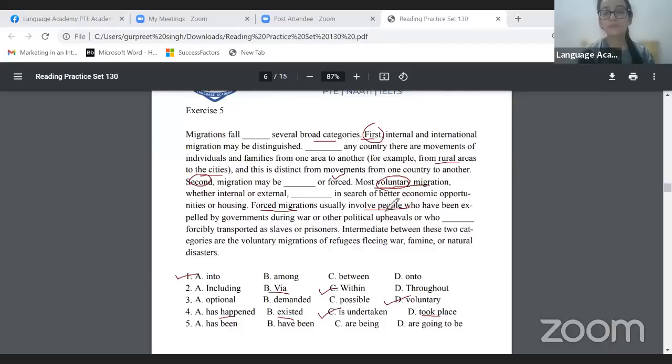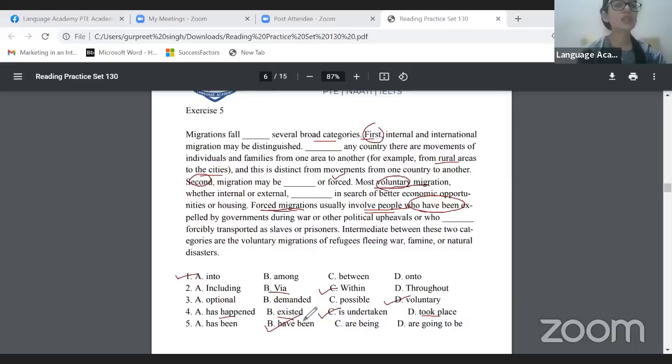Like they have explained forced migrations also in present tense. Forced migrations involve people. They didn't say have involved people or has involved people or involved people, because everything would mean it is now not right like this, which is wrong. So usually involve people who have been expelled by governments during war or other political upheavals, or who dash forcibly transported. So again, following the tense, who have been is what they are using, and we will also go with the same, who have been transported as slaves or prisoners, because we need present tense.